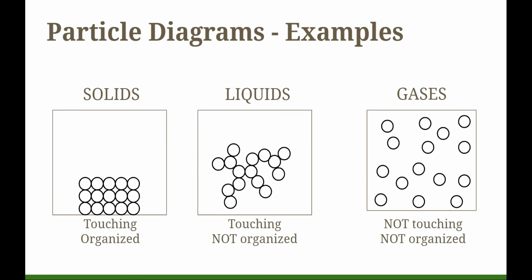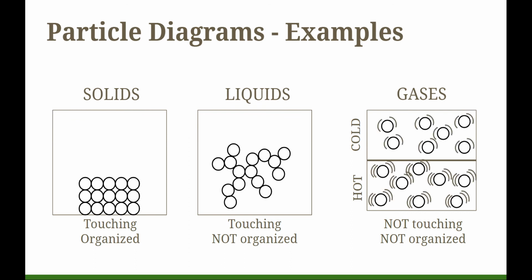If we split this in half, we can see what those motion marks look like. If we have a cold gas up top, we just put a little bit of motion on them. If we have a hot gas where they're moving more, we put more motion lines around them just to show they're vibrating.